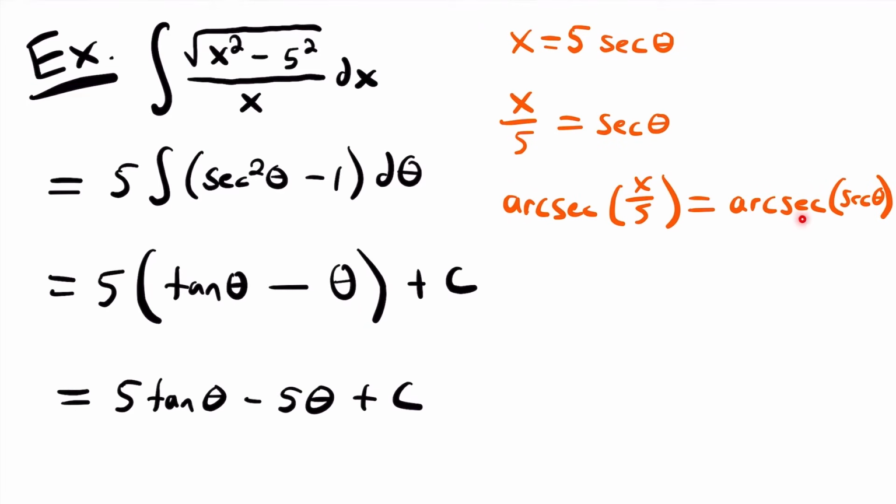And an inverse function and the original function cancel each other out. And so arc secant of secant is just equal to theta, right? Whatever is inside the secant function is what will be left over after these two functions cancel each other out. And so what we have is that theta is equal to arc secant of x divided by 5. And so we can replace theta in our answer here, where we have 5 theta, with 5 arc secant of x divided by 5. So that takes care of that part of our solution.